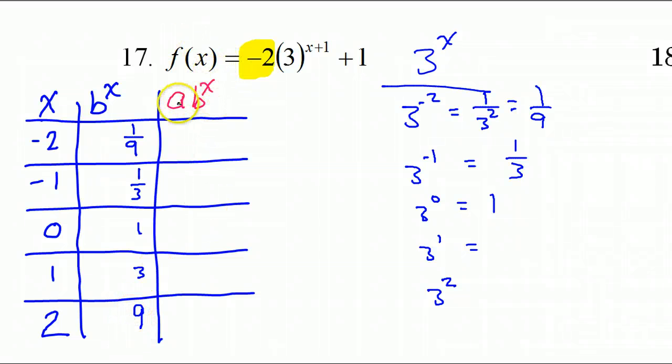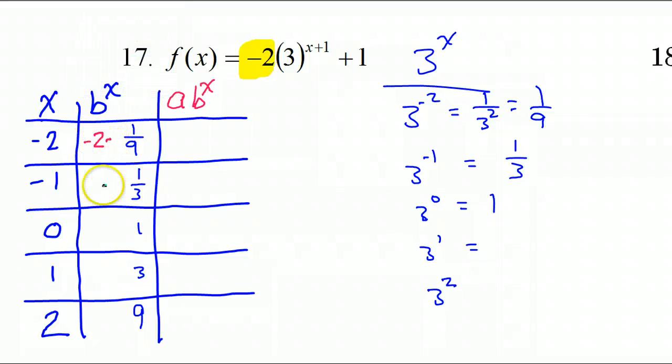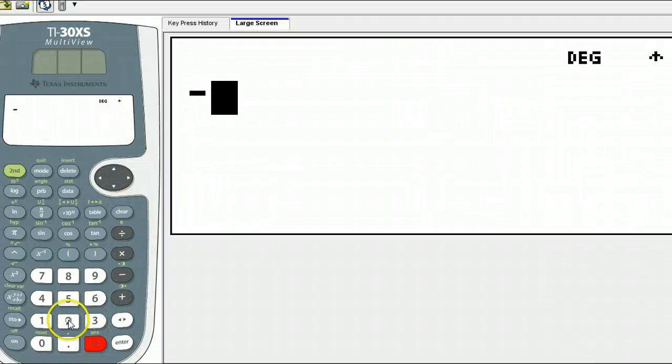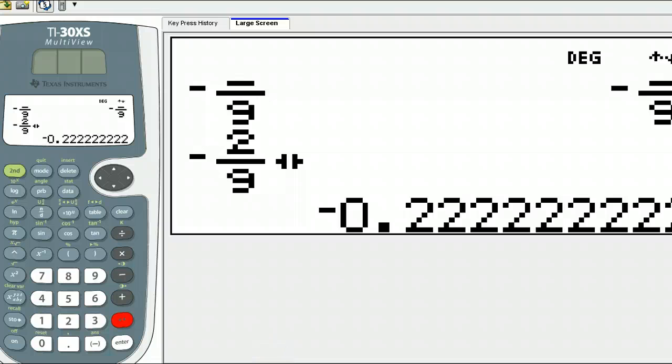Now, for my 3rd column, I will apply the A. In other words, I will multiply everything by -2. All right, so I'm just going to do this, -2 times everything. So if I do that, I'm just multiplying by the numerator, okay? So this will become -2/9, which as a decimal is basically -0.2.